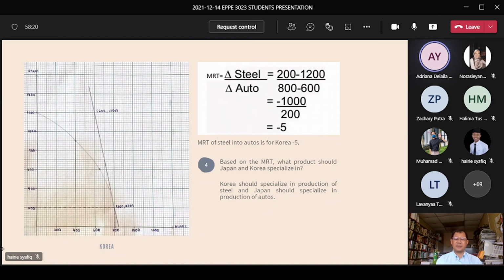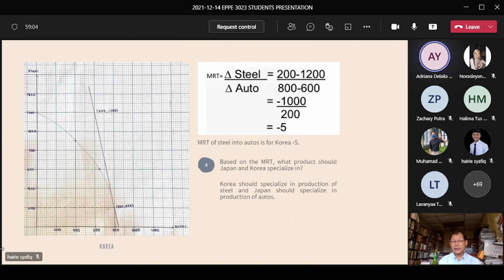So Japan should specialize in production of autos because of the higher opportunity cost in producing steel. Yes, correct, but you better say this: Japan should specialize in autos because of the lower opportunity cost for auto production in Japan. That's easier to understand. What you said was correct, but you took a detour, the other side.